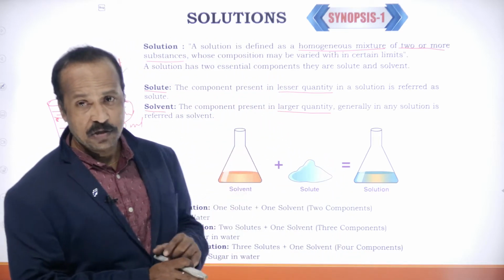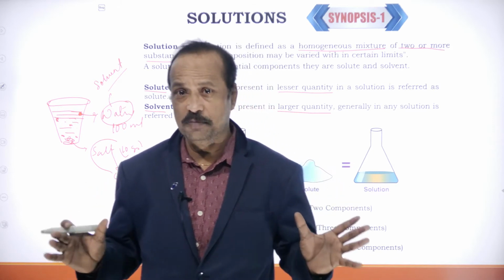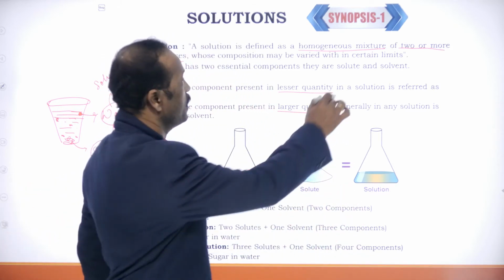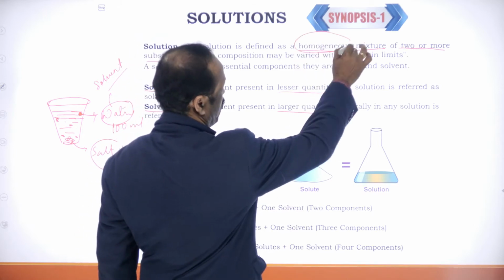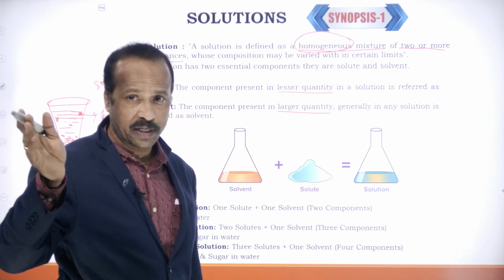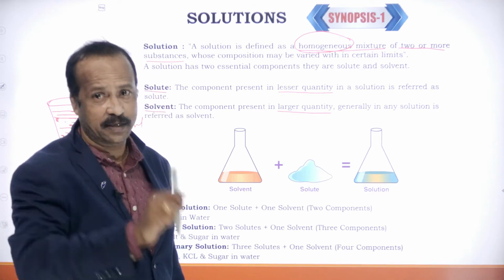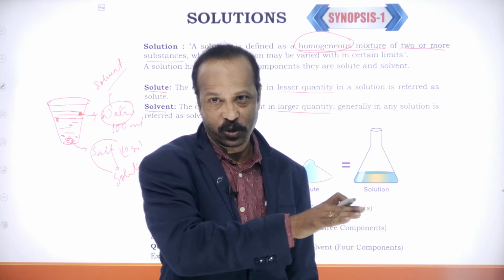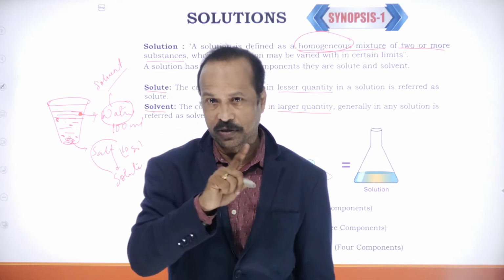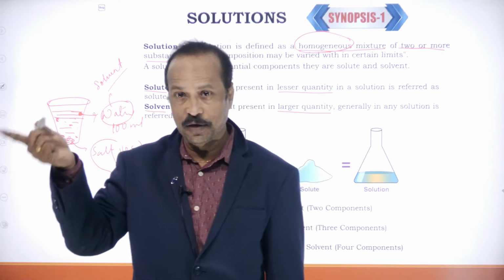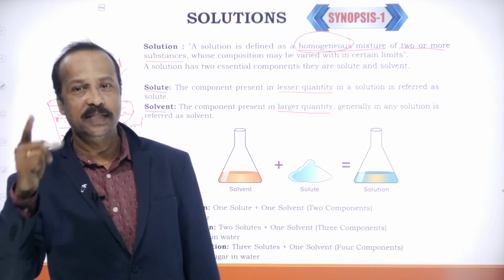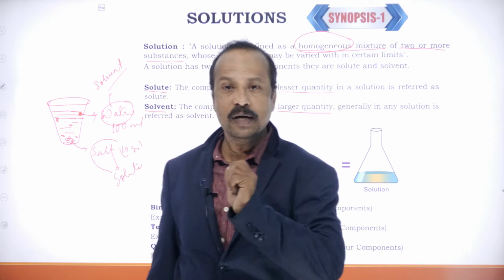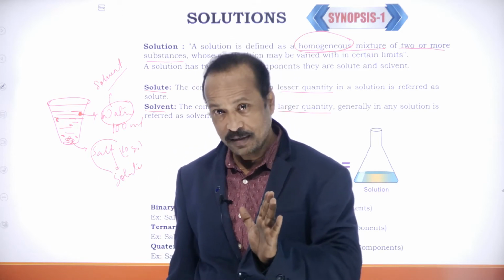So a solution is a homogeneous mixture of two or more substances. Here one more point: I told you homogeneous mixture. Apart from that, there are other mixtures also, heterogeneous mixtures, that we will discuss in later classes. So there are two types: one is homogeneous and the second is heterogeneous. We discuss heterogeneous in the next classes. Now we are discussing only the homogeneous solutions, right?